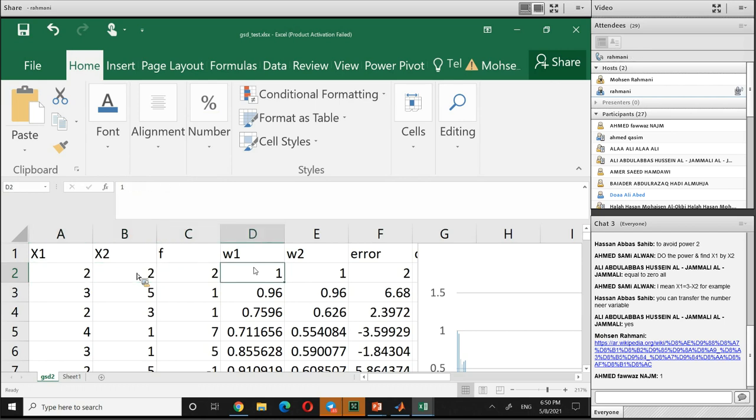It means that W1 should be tuned as 2 and W2 will be tuned as -1. I mean that we should receive 2 and -1.